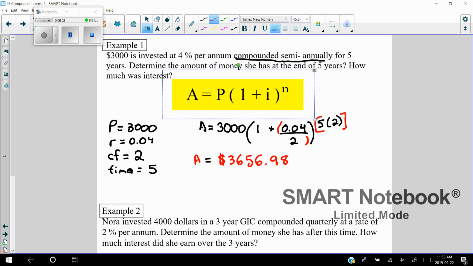So the question not only says how much does she have, but how much was interest. So your interest is going to be your A minus P. So in this case, 3,656.98 subtract your initial investment. So she earns $656.98 in interest. All right, hopefully you're starting to get the hang of it. Let's try another example.